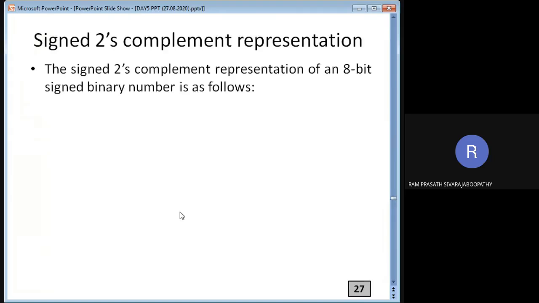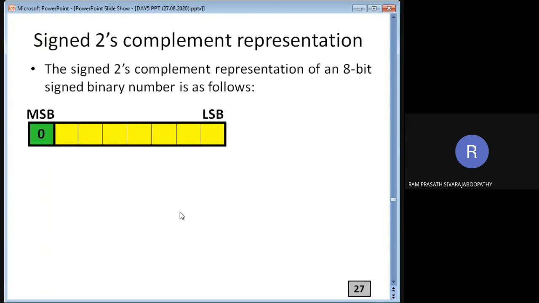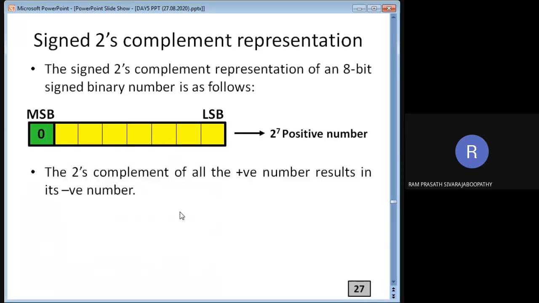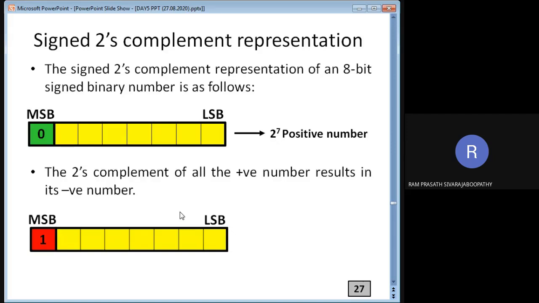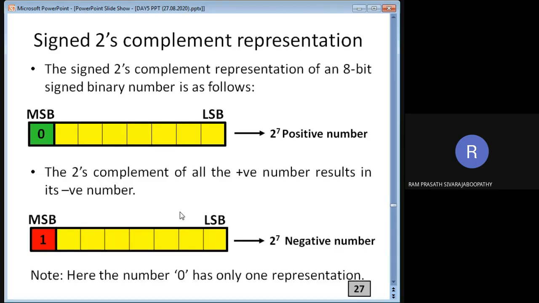Now, the signed 2's complement representation of an 8-bit signed number is as follows. So 0, okay, so it's a positive number. So 2 to the power 7 positive numbers we can represent. The 2's complement of all the positive numbers results in a negative number. Okay, so 1 போட்டாச்சு, so it's a negative number. So remaining bits number full என்ன பண்ணலாம், 7 bits we are having. So 2 to the power 7 negative numbers we are having. So here the number 0 has only one representation.